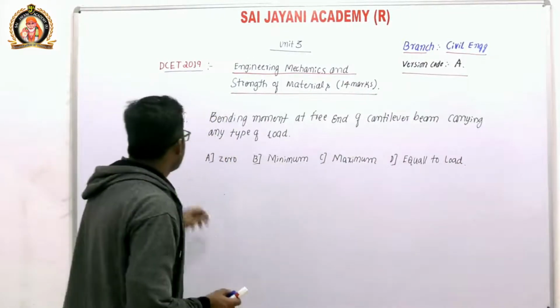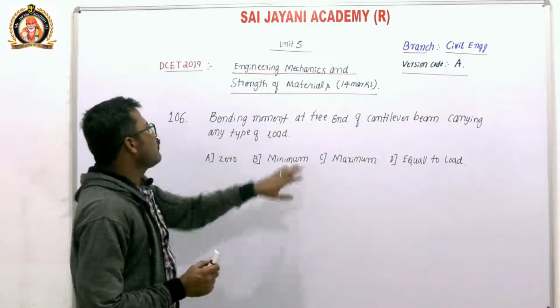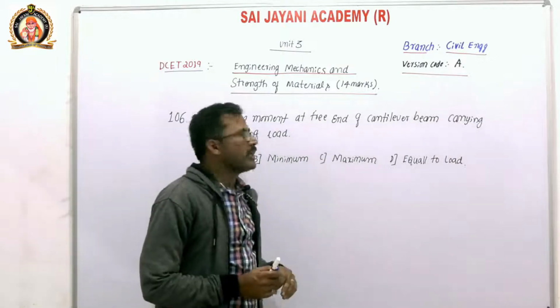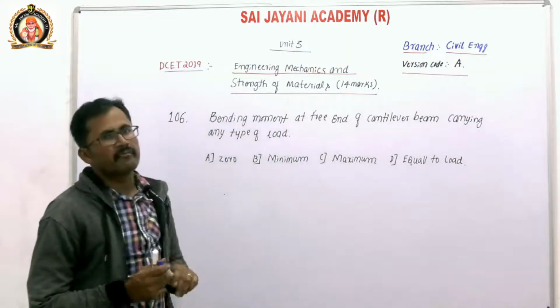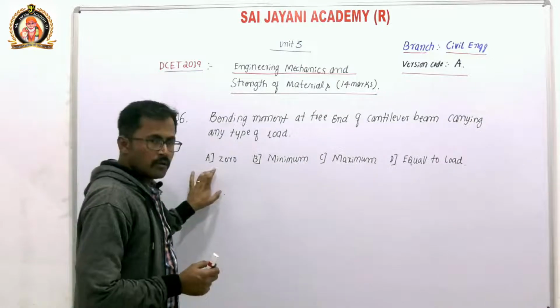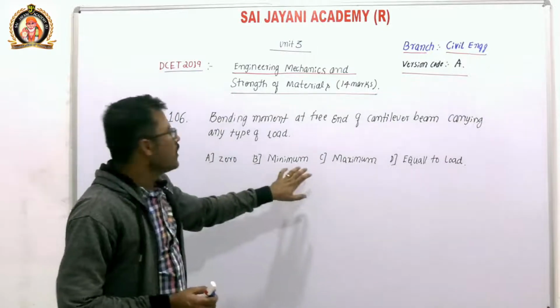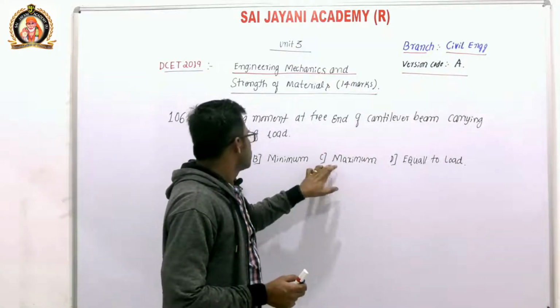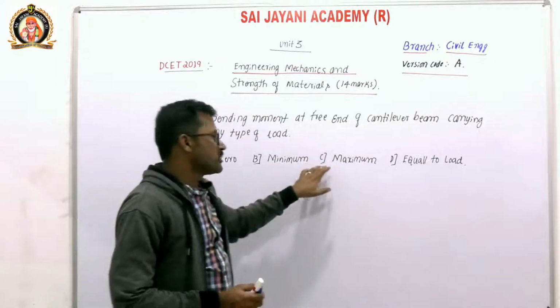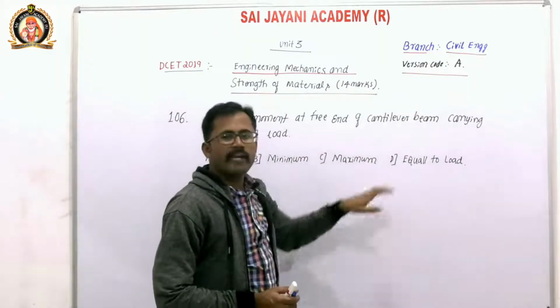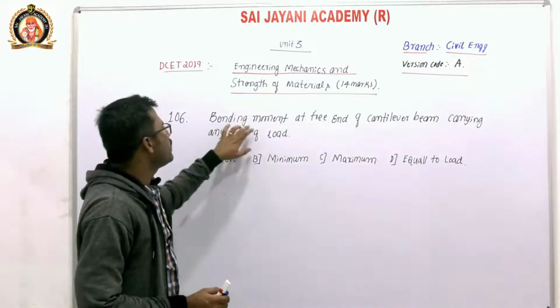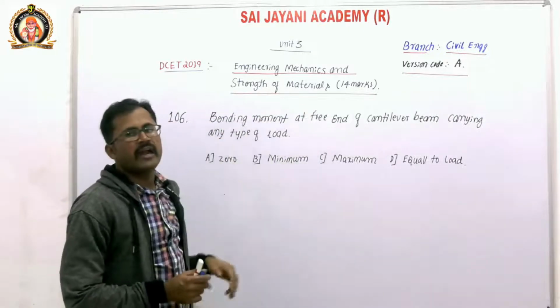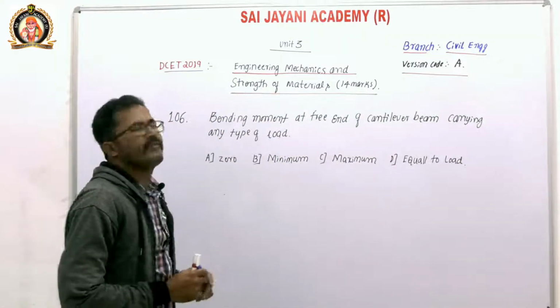Next, question number 106. The bending moment at the free end of a cantilever beam carrying any type of load. Option A, 0, option B, maximum, option C, minimum, option D, equal to load. So the bending moment at the free end of a cantilever beam carrying any type of load.